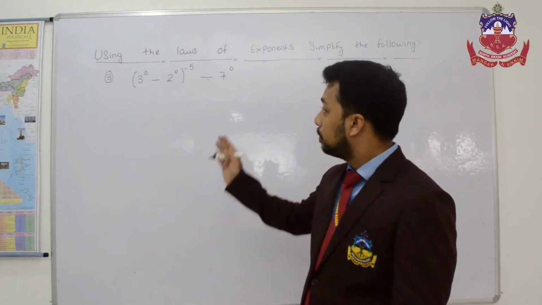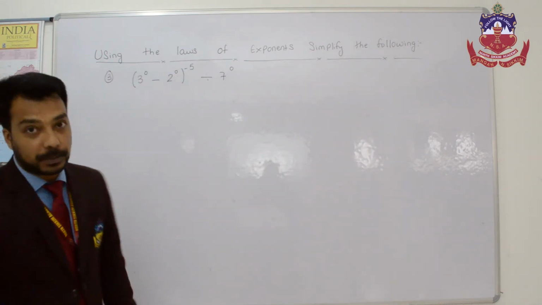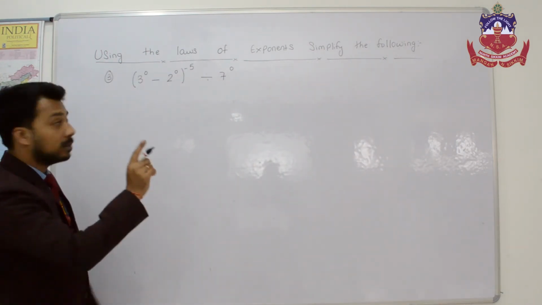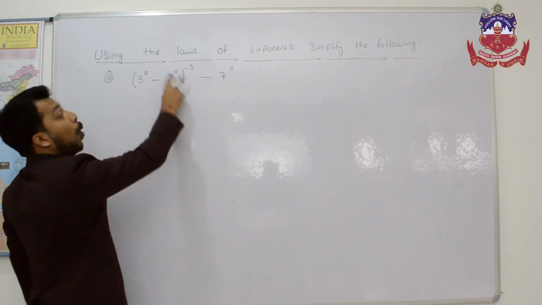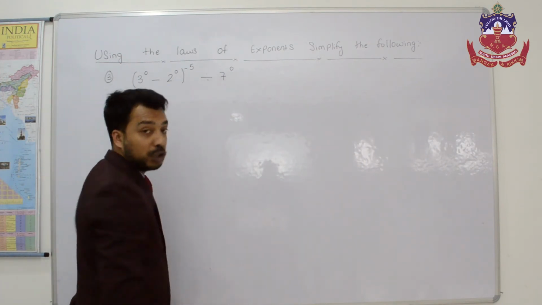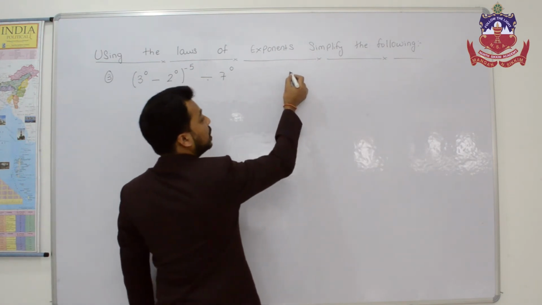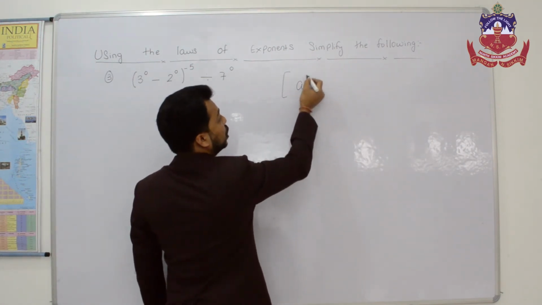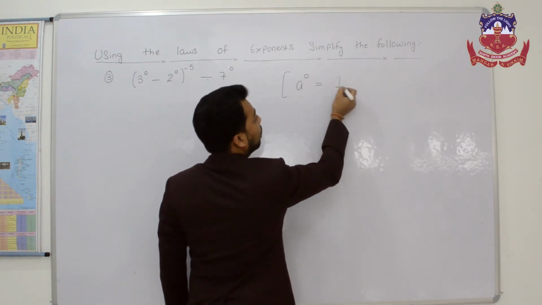We have the third question. So let's try to solve this by using the laws of exponents. So in this question, what we have is 3 to the power 0 minus 2 to the power 0, whole to the power minus 5, divided by 7 to the power 0. For this question, we can use the law which is a to the power 0. Now anything to the power 0, according to the law, is 1.